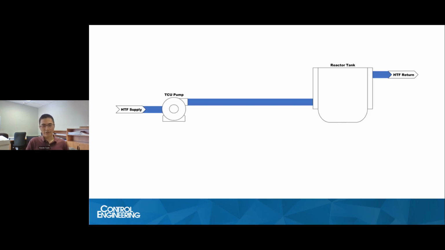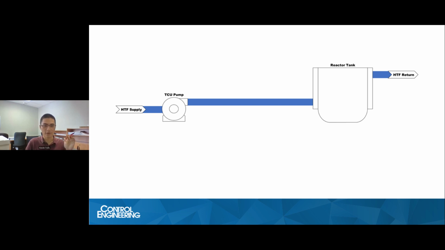So here's a simple diagram to illustrate what's going on here. Starting from the left side, you have the heat transfer fluid coming in from the supply, goes into a TCU pump, which goes into the reactor tank jacket. That brings you all your heating and cooling, and then the heat transfer fluid goes back to the distribution through the return. So this is the setup when we're not thinking about LN2 cooling.